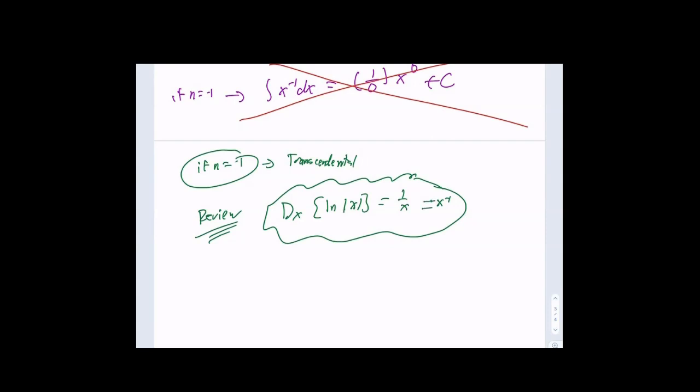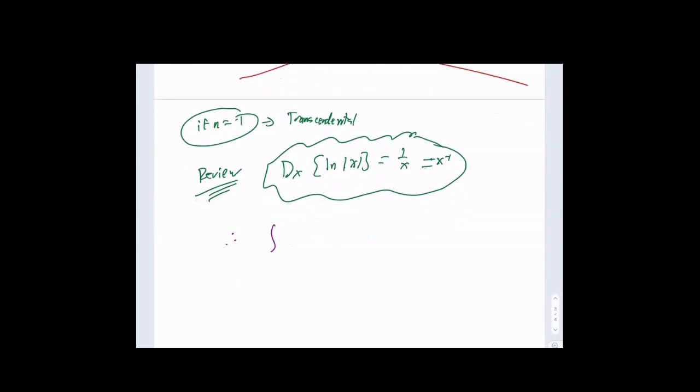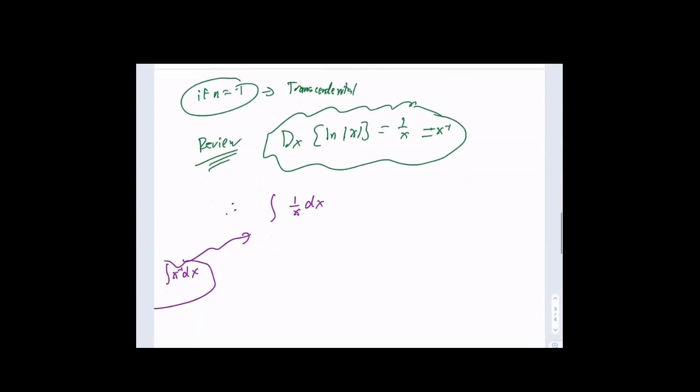However you want to see it, you should hopefully see these as the same thing. Therefore, the integral of 1 over x dx, which is the same thing as the integral of x to the negative 1 dx, we just don't usually write it like that. We're just going to say the integral of 1 over x dx is equal to what?